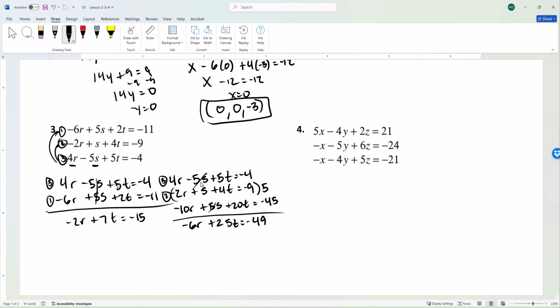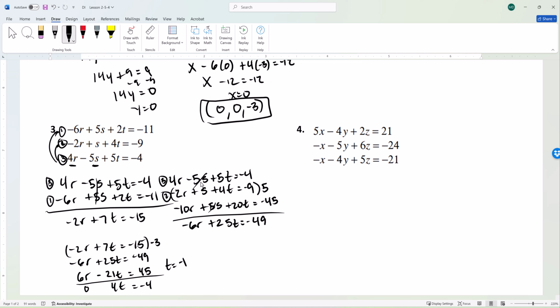So now we can compare these two together. I have negative 2r plus 7t equals negative 15, and I have negative 6r plus 25t equals negative 49. Now again, we want to eliminate a variable, so I can multiply this by negative 3. So rewriting that, I get 6r minus 21t equals positive 45. So now adding those together, that's 0, that's 4t, and that's negative 4. So t equals negative 1.